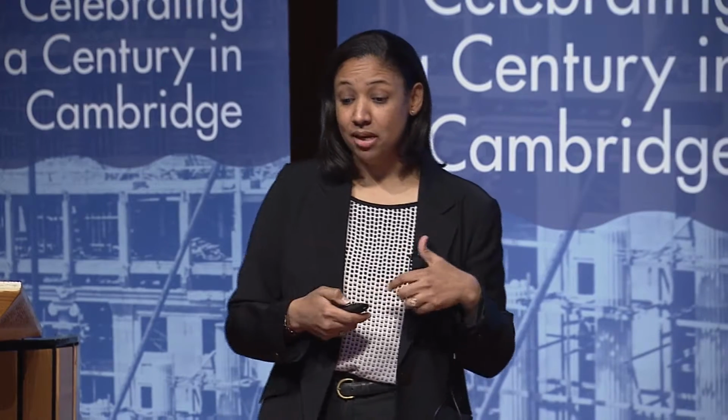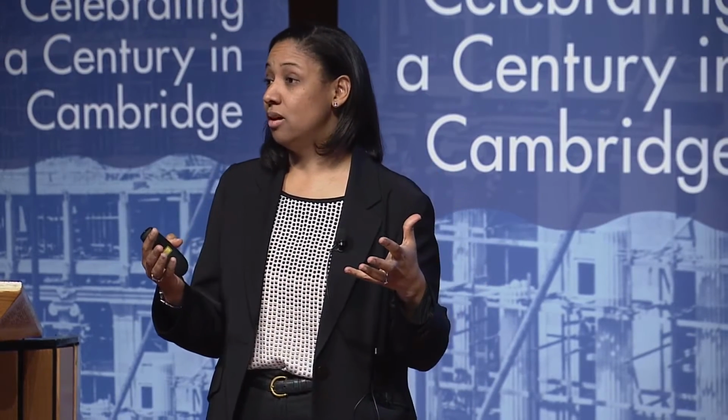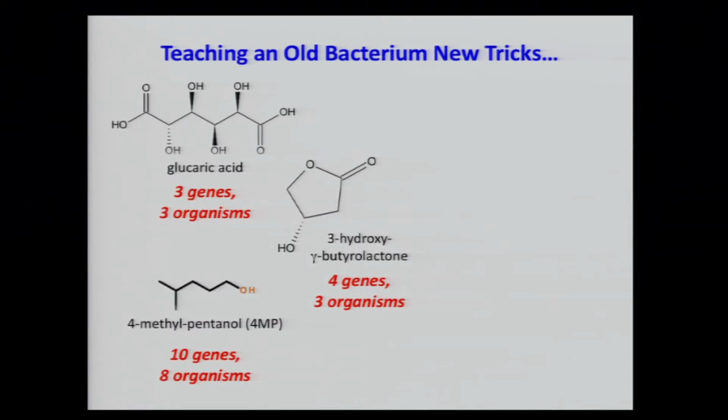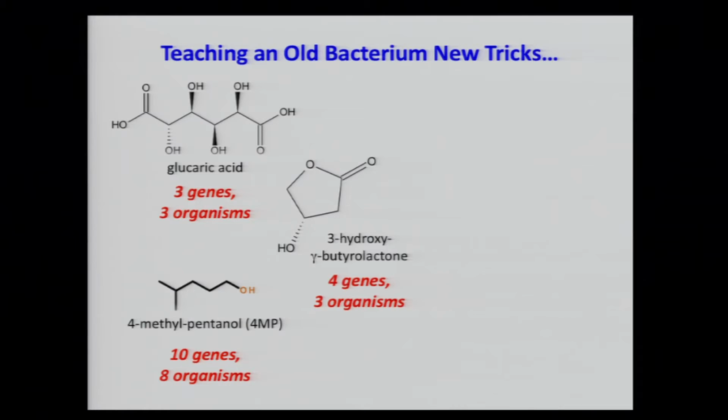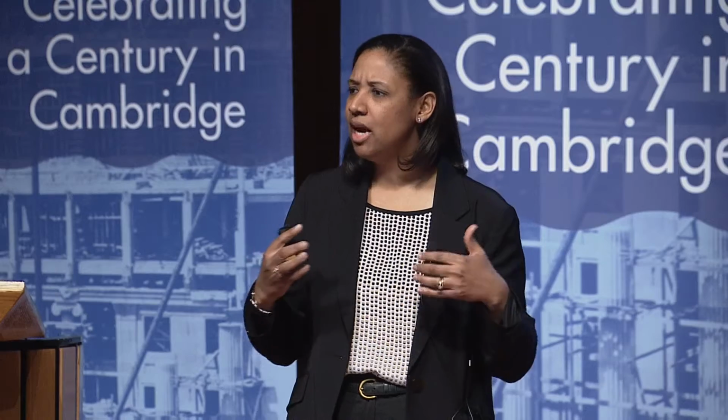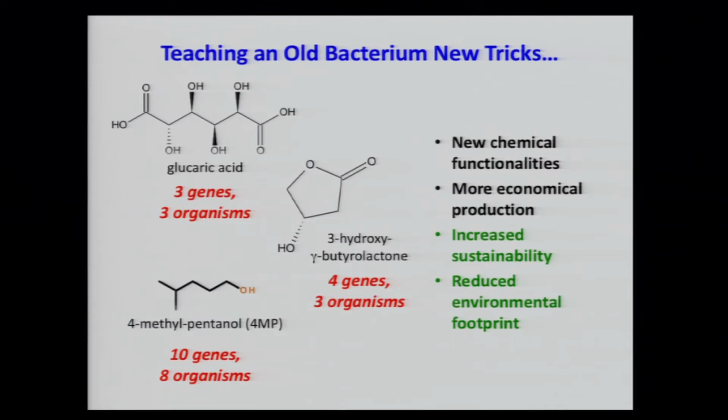So we could take that and extend it even further and make a molecule called 4-methylpentanol. This we've predicted to have much better biofuel properties than existing molecules. And you can see more complexity, 10 genes now from 8 different organisms, also making a compound that we have not found anywhere in nature. This lets us know that we really can push the boundaries and use biology to make a lot of chemical compounds.